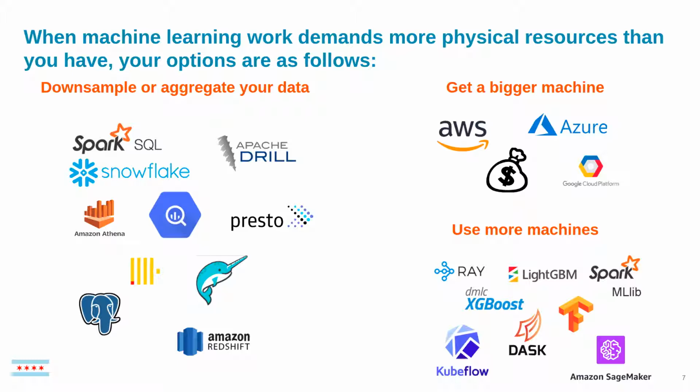Ray and Dask are younger frameworks that have similar ambitions. There are also slightly more specialized use-more-machines sorts of tools that are specifically intended for data science work. That might be something like Kubeflow or Amazon SageMaker, Google AutoML, something like that. These are kind of the options that you have: downsample your data, get a bigger machine, or just use more machines.